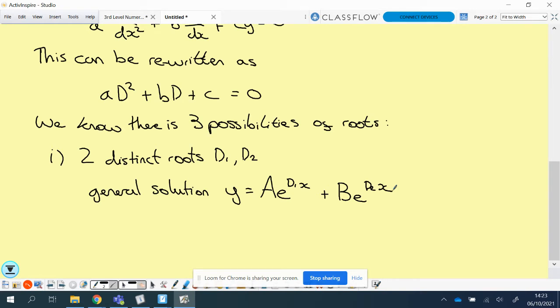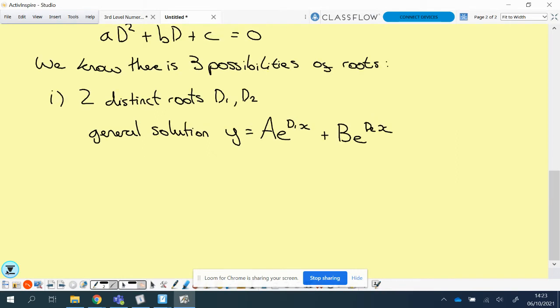But the general solution, if we've got two distinct roots, so two different roots, then the solution to that equation at the top would be in the form constant with the exponential of the first root attached to it, and then a constant with an exponential to the second root attached to it. Okay, we okay with that so far? Alright, so that's the first case, two different roots.